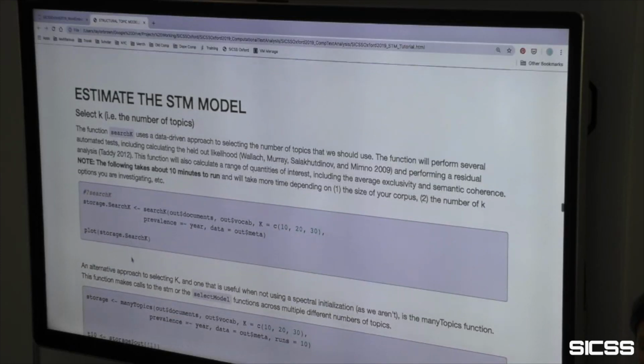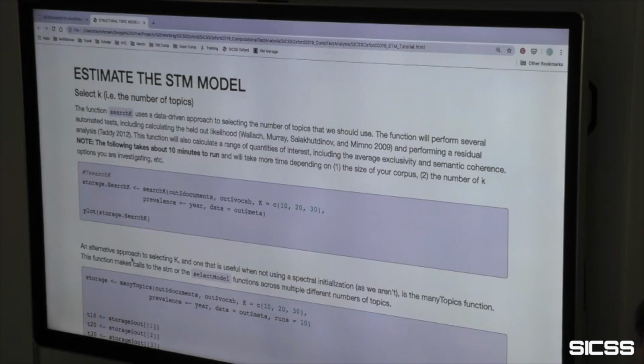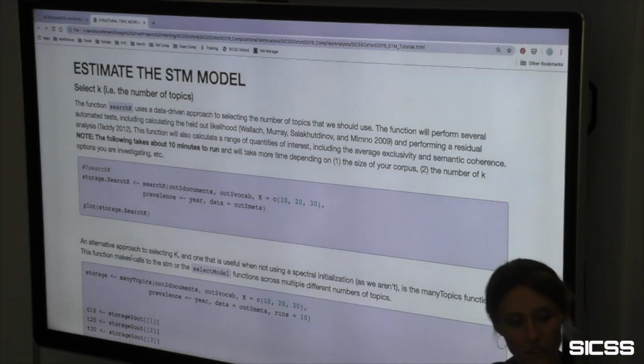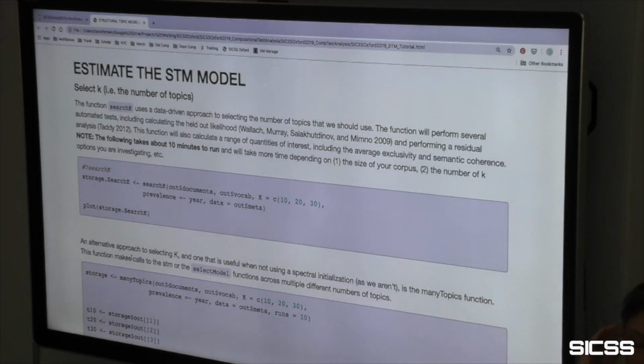Then you move on to estimating the model. And like we said, in topic models, you have to select K. You have to select how many topics you want to derive from your corpus. And that's not always a straightforward decision. One way is just to run it a million times and look at the different results. It can take a really long time. You should probably do that.